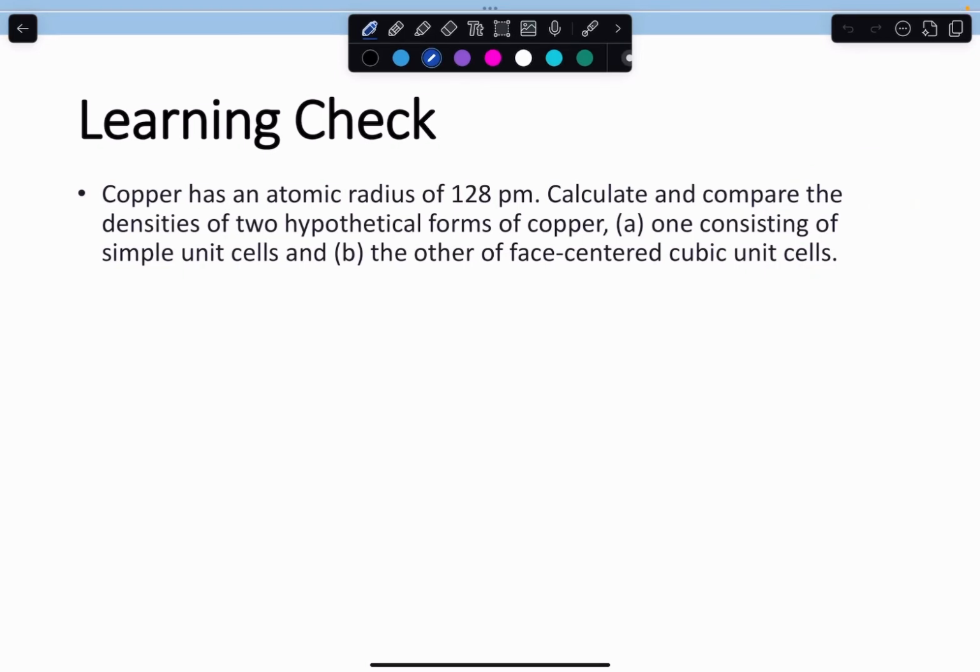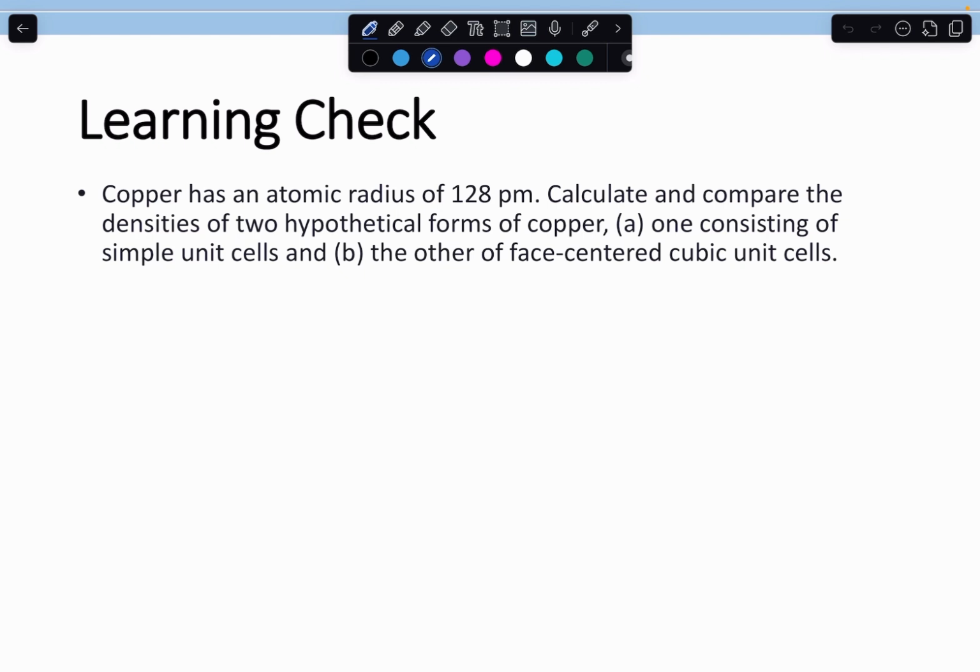Okay, hi everybody. We're going to start this video with the learning check. This is the last learning check of chapter 12. We had just talked about unit cells: simple cubic, body-centered, and face-centered. This is one of the types of questions you can see about the unit cell concept.